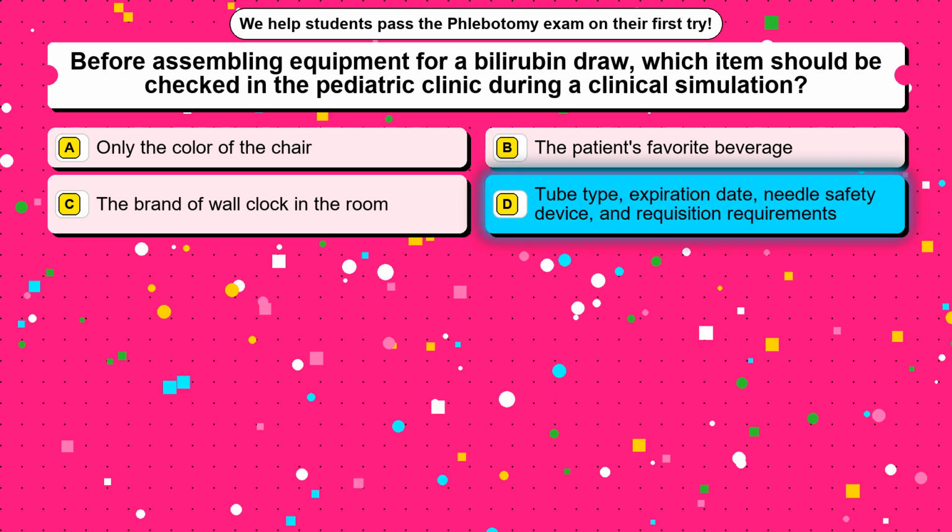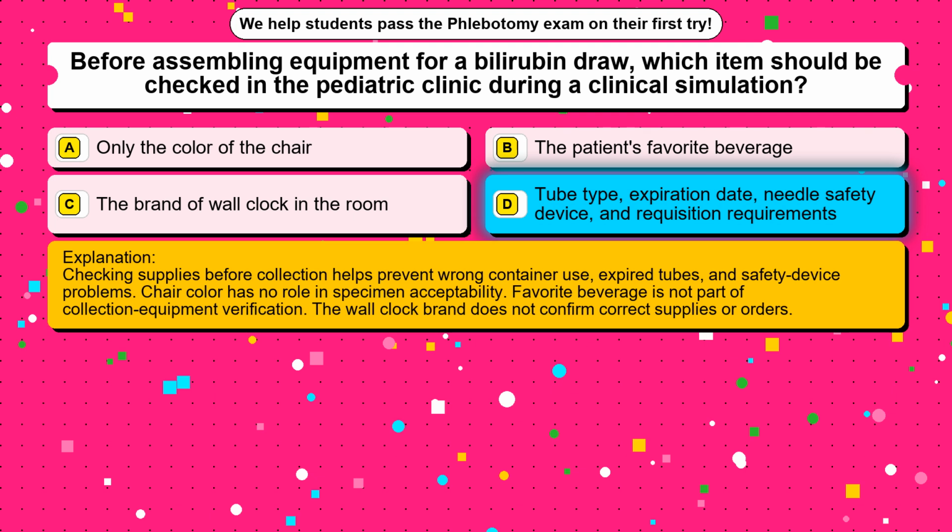The correct answer is option D. Tube type, expiration date, needle safety device, and requisition requirements. Checking supplies before collection helps prevent wrong container use, expired tubes, and safety device problems. Chair color has no role in specimen acceptability. Favorite beverage is not part of collection equipment verification. The wall clock brand does not confirm correct supplies or orders.